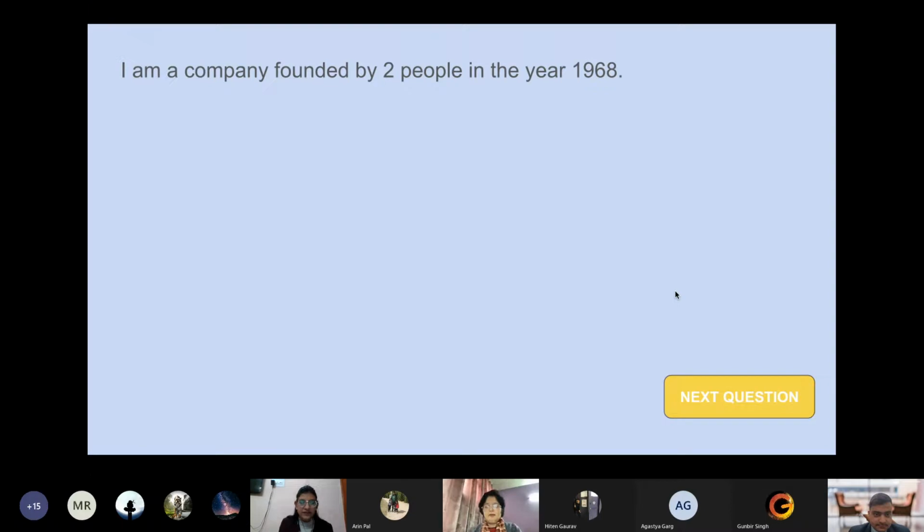So Team C, I am a company founded by two people in the year 1968. Come on, Team C. Two people. A company founded by two people. 1968. Yahoo, I think Yahoo was founded in 1968. Ma'am, then it's Sabir Bhatia only, I guess. No, Sabir Bhatia was born there. That was 1969, I think. Yahoo was, I think, founded in 1968, and it was founded by Jerry and David Filo. I don't want the name. I want the name of the company. Ma'am, I will go with Yahoo.